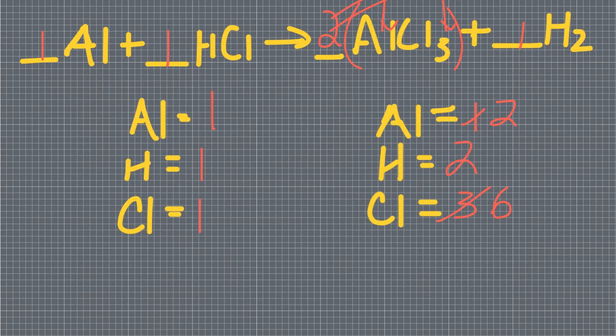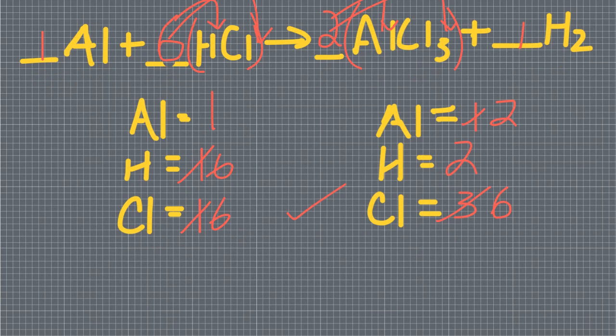So the next thing I'm going to try to balance is all my chlorines. To do that, I'm going to erase this 1 here, and I have 6 chlorines on this side, so that means I need to put a 6 right here. If I do that, then I need to distribute this 6 times 1. It's going to give me 6 hydrogen. 6 times 1 gives me 6 chlorines. Good. My chlorines are balanced. Those are good. Let's balance my hydrogens now.